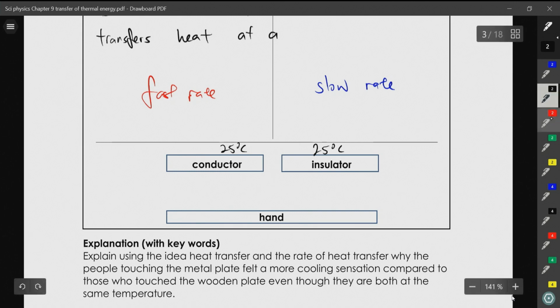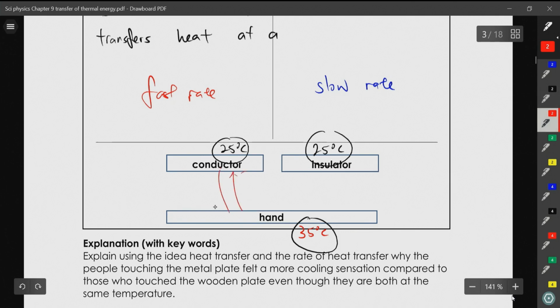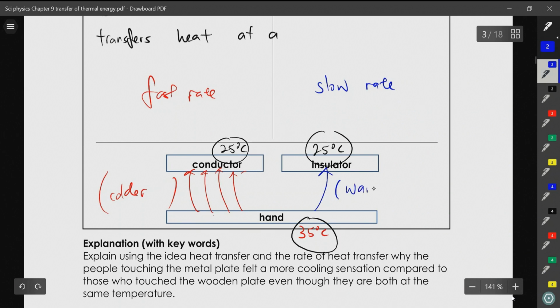Okay, so what happens is maybe you are at 35 degrees Celsius, and heat is going to transfer out from you, because heat travels from a higher region to a lower region. So because you are touching a conductor, heat is going to flow out from you at a faster rate, and when you touch an insulator, heat is going to flow out from you at a slower rate. This makes you feel colder. So for a conductor, you are going to feel colder because heat is coming out from you at a faster rate, and for an insulator, you are going to feel that it is slightly warmer.